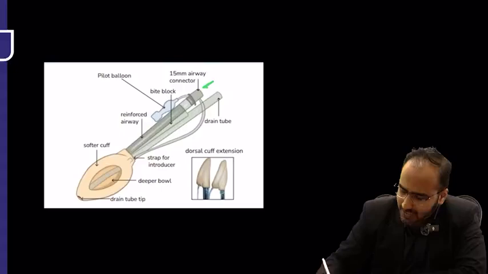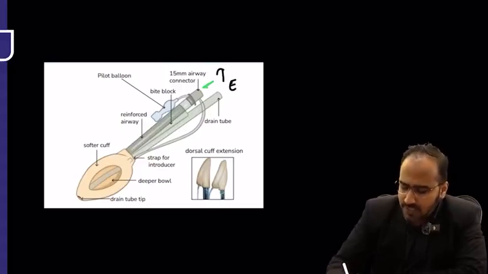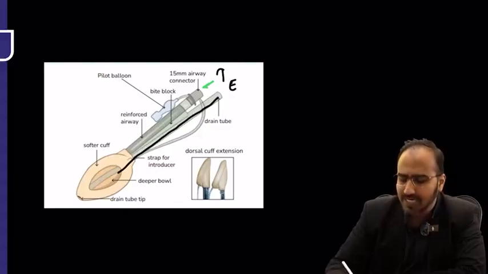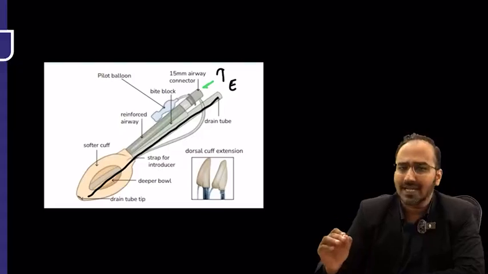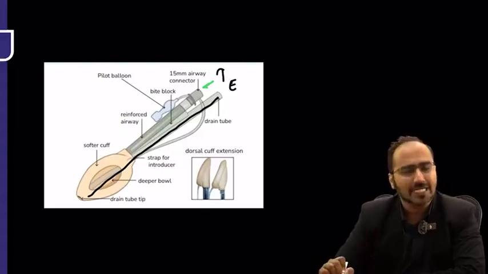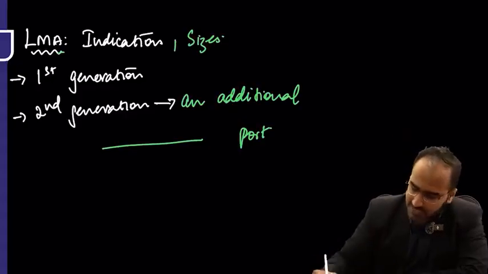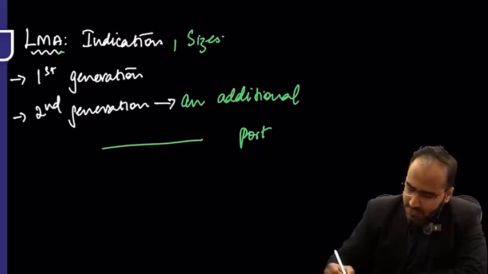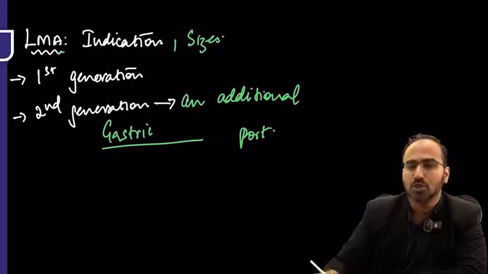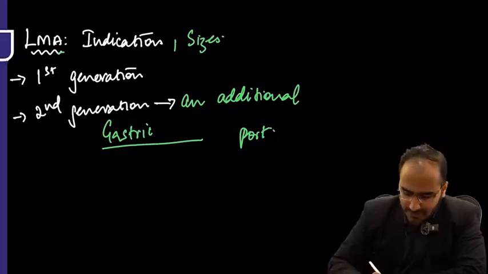One will be the tracheal port, other will be the esophageal port, which is commonly used to introduce the Ryle's tube for gastric deflation. All second generation LMAs will have an additional gastric port. All second generation LMAs are having what port, guys? Additional gastric port through which you can deflate the stomach.